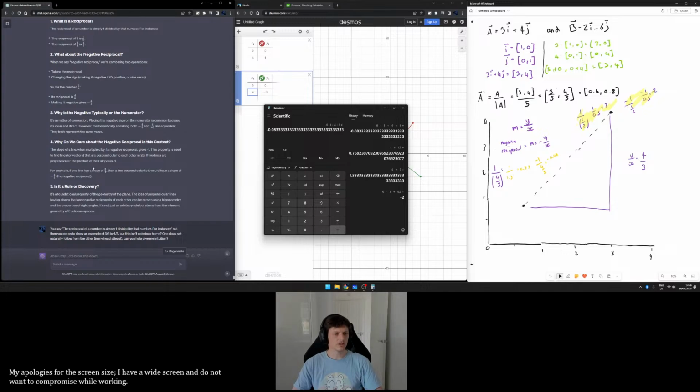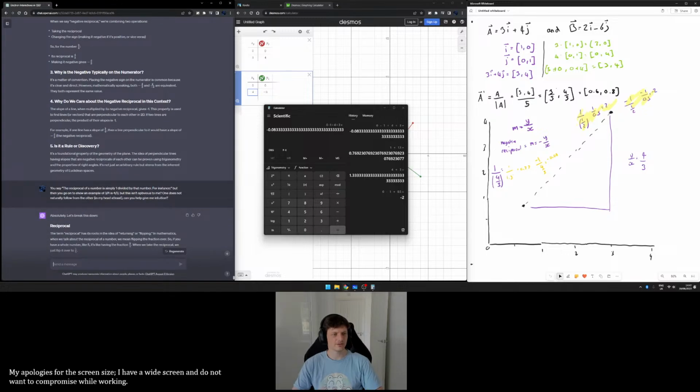For example, if one line has a slope of 3/4, then a line perpendicular to it would have a slope of -4/3. The negative reciprocal. Is it a rule or discovery? It's a foundational property of the geometry of the plane. The idea of perpendicular lines having slopes that are negative reciprocals of each other can be proven using trigonometry and the properties of right angles.